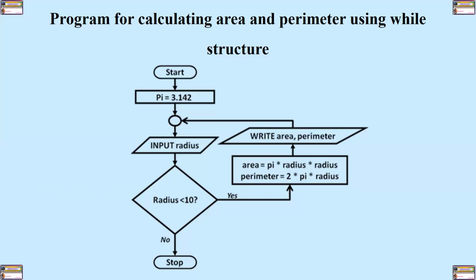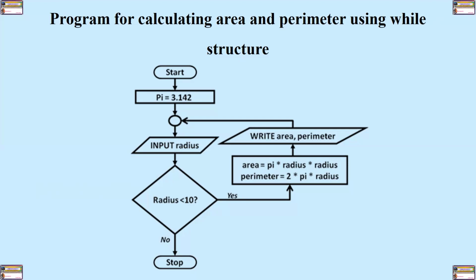Check the value of radius again. Is it less than 10? If yes, compute area, compute perimeter, display area, display perimeter. Then prompt the user again for radius and continue if it evaluates to false. So the loop will continue. The condition will always be tested. If it evaluates to yes, area and perimeter will be computed and be displayed on the screen. But once it evaluates to false, to no, that loop will be exited.